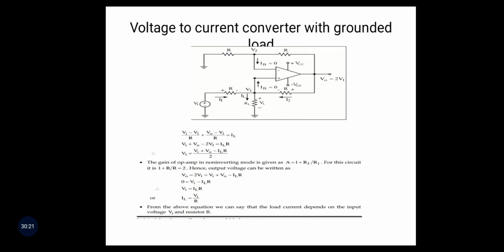From the above equation, we can say the load current depends on the input voltage Vi. Here IL equals Vi by R, and R is constant. IL is proportional to Vi. So that's why IL depends on the input voltage Vi.